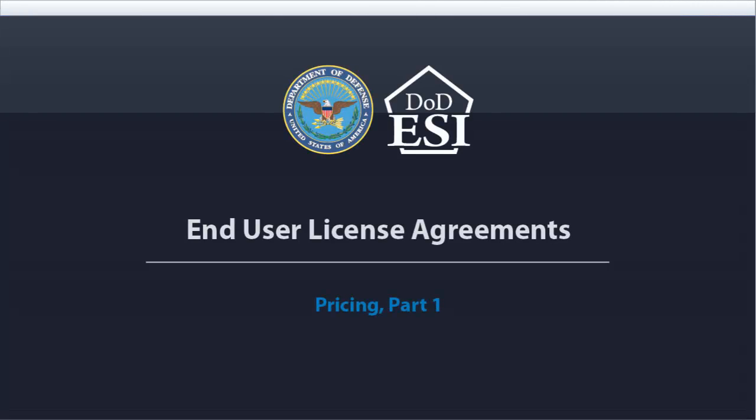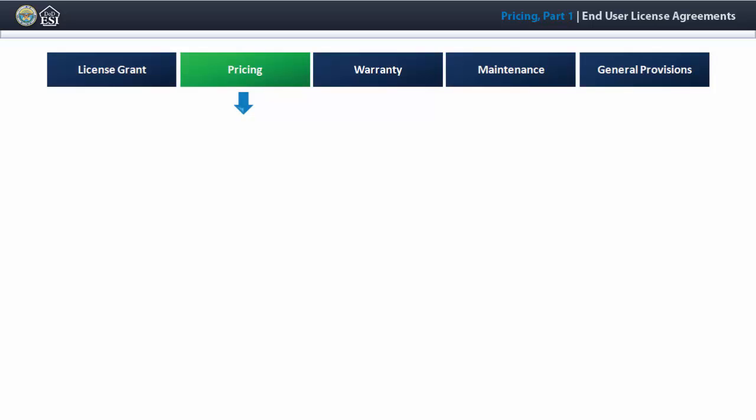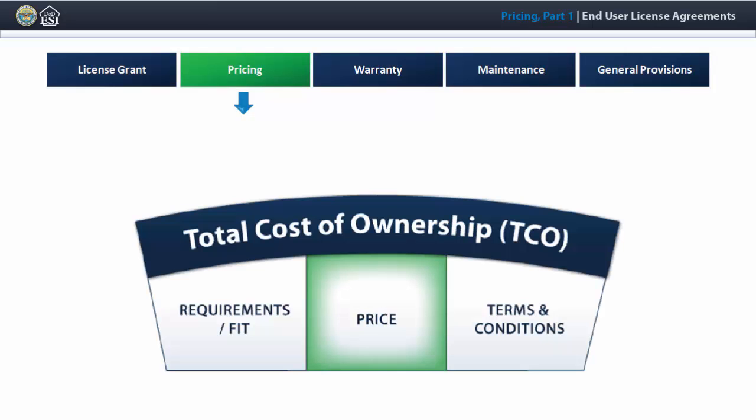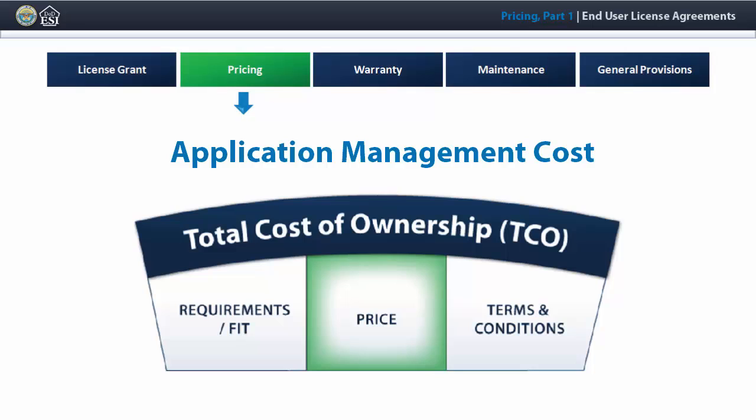When buying software, the acquisition price is a very important factor in determining best value. It is one of several factors that should be analyzed using the total cost of ownership methodology, which takes into account the initial acquisition cost and ongoing application management costs.